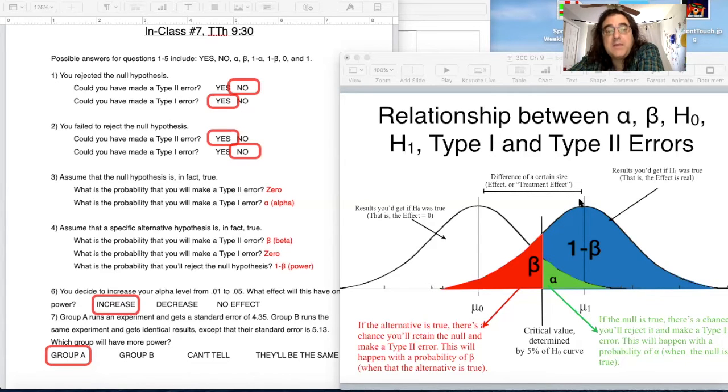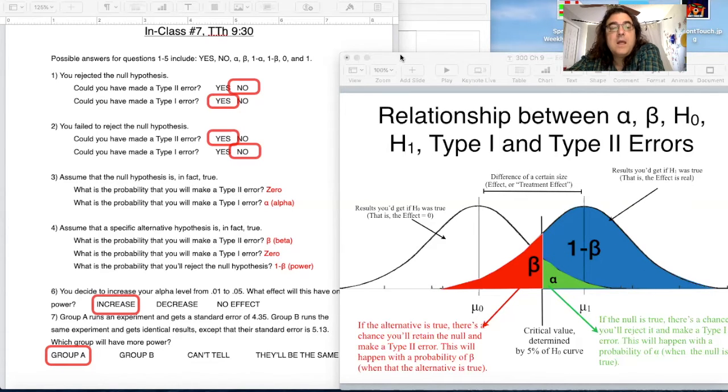What's the probability that you'll reject the null hypothesis? That's power. That's 1 minus beta. So we're in this curve over here. I'm looking for the probability, which is the area under the curve, associated with being on this side of the critical value. That is 1 minus beta right there.